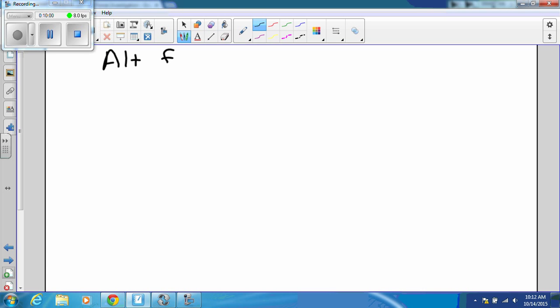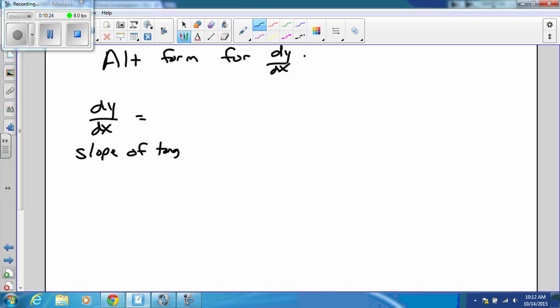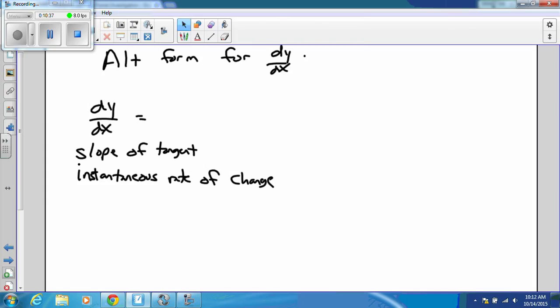So today we're going to talk about an alternate form for dy dx. Just to review from yesterday, dy dx represents what, first of all? The slope of the tangent line. That's exactly right. And the slope of the tangent line also represents the instantaneous rate of change. This is its short name, actually.